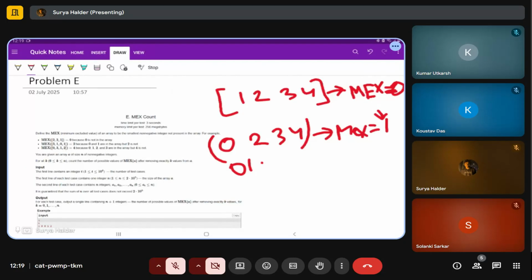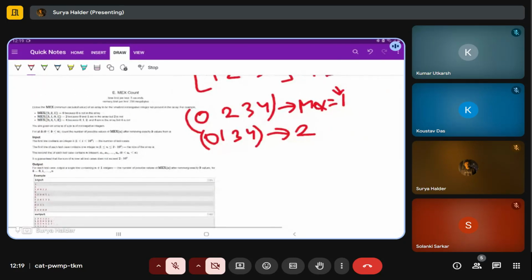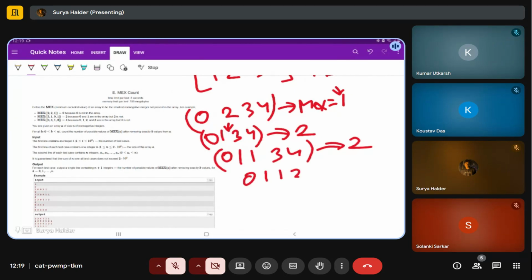Suppose 0, 1, 3, 4. Then the mex of this is 2 because 2 is the smallest non-negative integer which is not present. Similarly, if 0, 1, 1, 3, 4, still the mex is 2. For example, 0, 1, 1, 2, 2, 3. Then the mex of this is 4 because 4 is the smallest non-negative integer which is not present in this entire array.